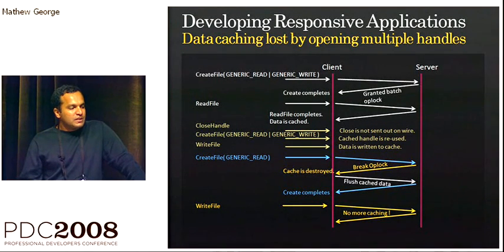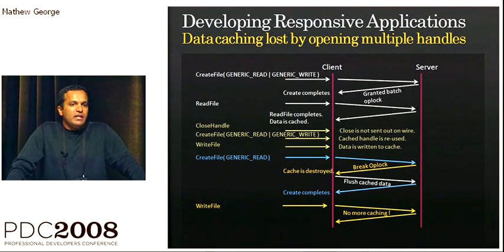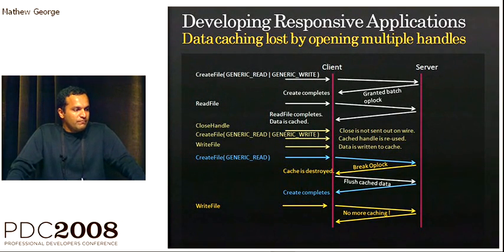Now let's say that the client opens the file again with the same access mode. So you have a generic read, generic write. It's identical to the first open. So the client can just reuse the first handle.